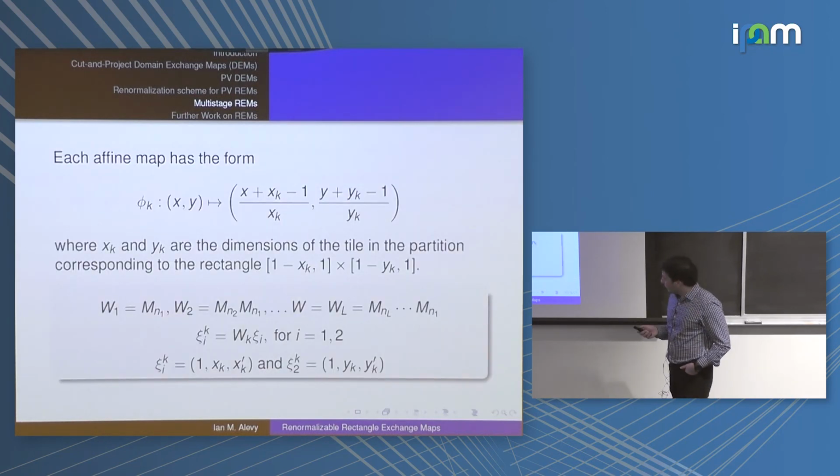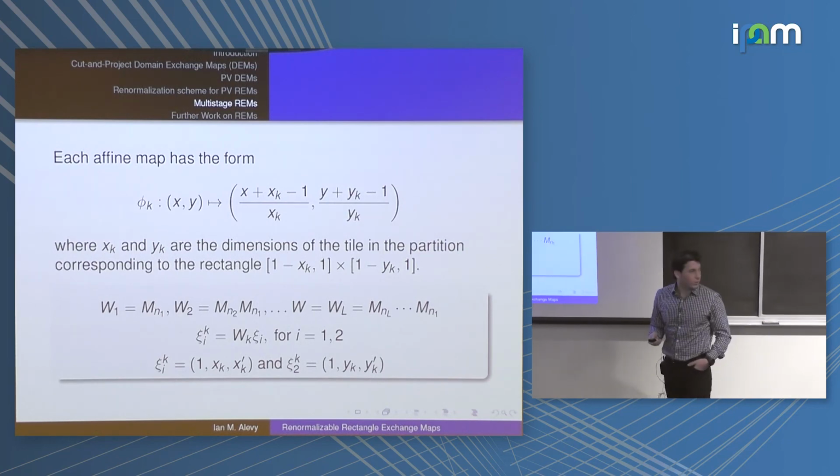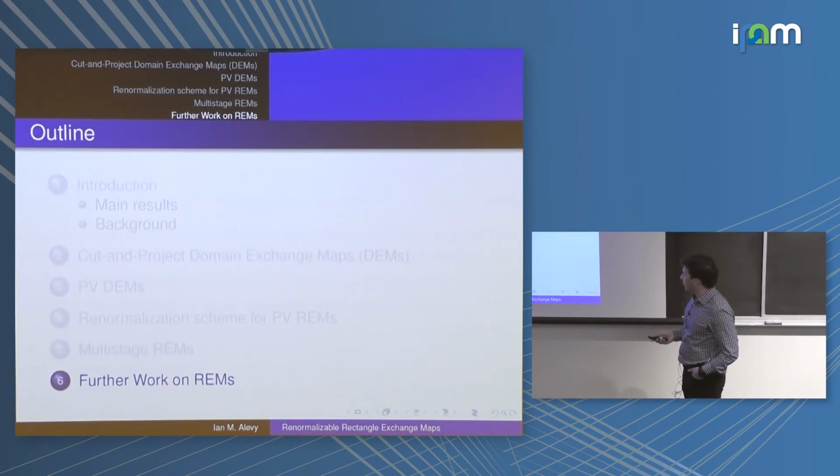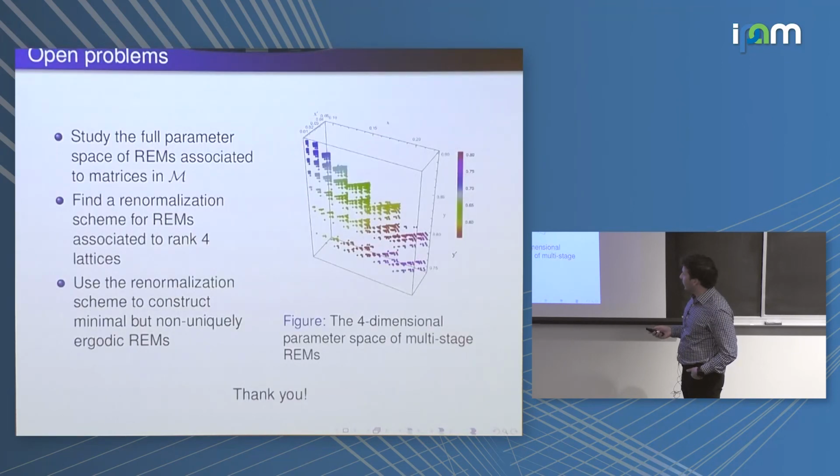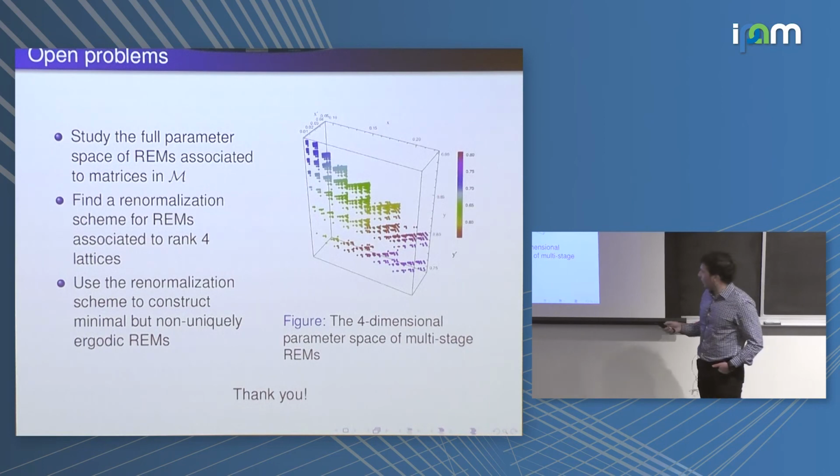And each homeomorphism, phi k, is an affine map, which you can write down explicitly. And it's explicit in terms of the eigenvectors of the matrix W. And I'm running low on time, so I will just skip this. And I will just mention that what we're very interested in studying is the 4-dimensional parameter space of multistage REMs.